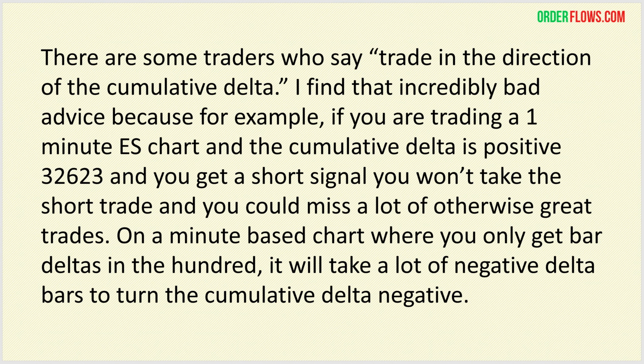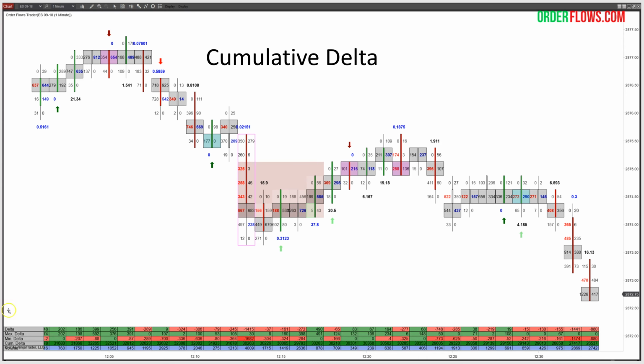On minute-based charts where you get deltas per bar in the hundreds, it's going to take a lot of negative delta bars to turn positive delta negative. For example, this is a 1-minute E-mini chart, and cumulative delta is negative 30,000. You're only getting a couple hundred delta, positive or negative. So it's not going to go negative after a certain point, because it's already strongly positive, accumulating all session up to this point.